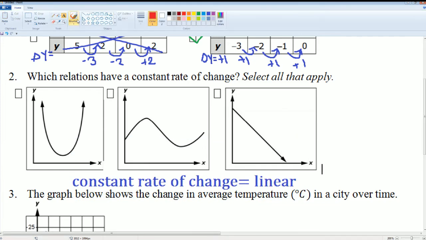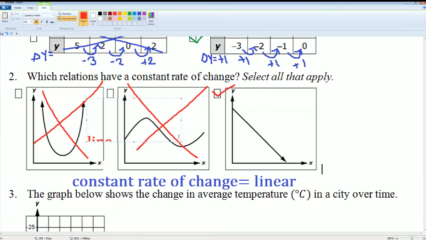Is this one linear? No. This one linear? No. Is this one linear? Yes, it's a line. Yep, this is a line. So, yep, it becomes linear. I should just write the word line neatly.